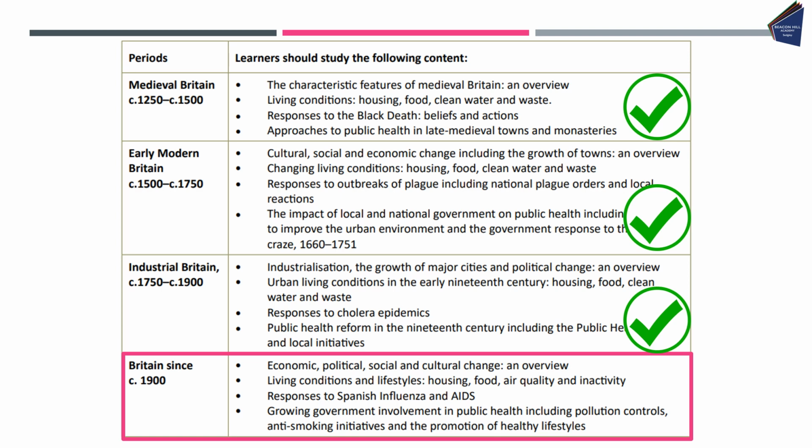So in the previous three videos, I've spoken you through the content for medieval Britain, early modern Britain and industrial Britain. This final video will focus on Britain since 1900, and it will focus on the economic, political, social and cultural overview, living conditions and lifestyles with housing, food, air quality and inactivity, responses to the epidemics for this time period, which were Spanish influenza and AIDS, and finally growing government involvement in public health, including pollution controls, anti-smoking initiatives and the promotion of healthy lifestyles.